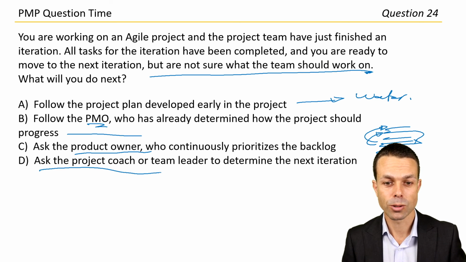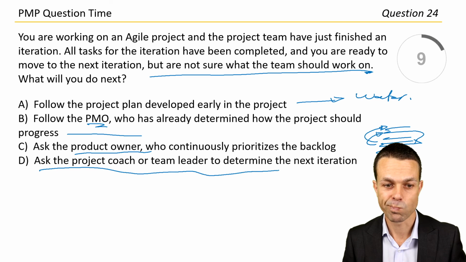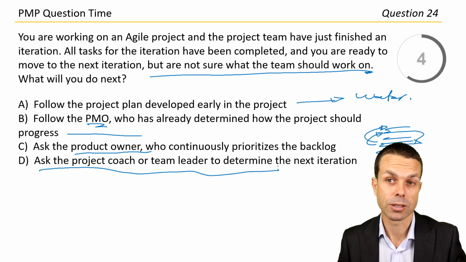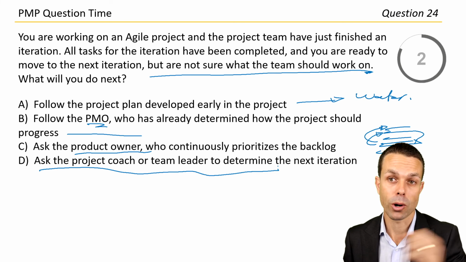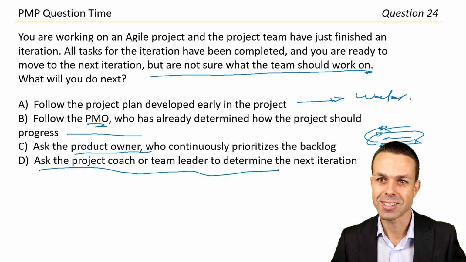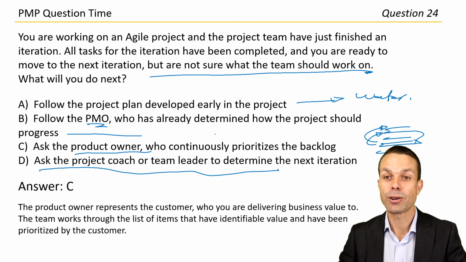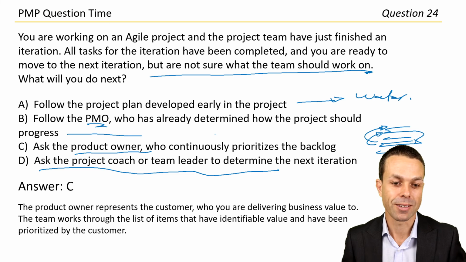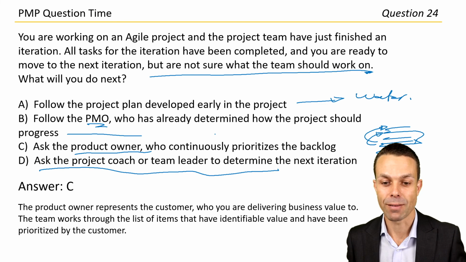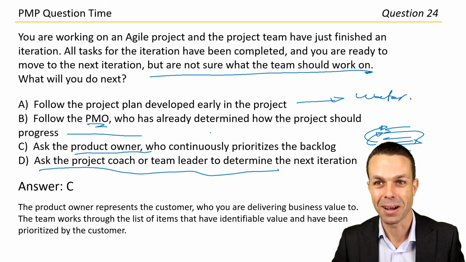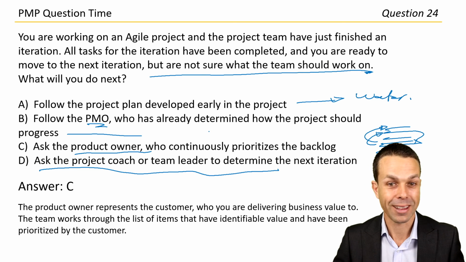Ask the project coach or team leader to determine the next iteration. No, okay, so team leader, it's a team approach, and part of that team is the product owner prioritizing those features. Let's go with answer C. Answer C. The product owner represents the customer who you're delivering that business value to. The team works through the list of items that have identifiable value and have been prioritized by the customer. That is wonderful. All right, let's see what we've got next.